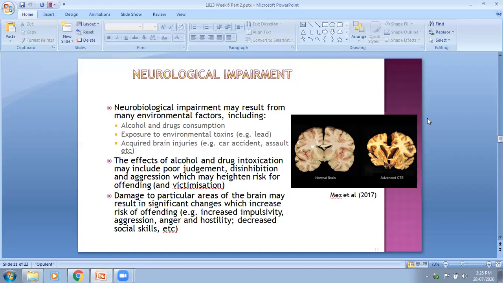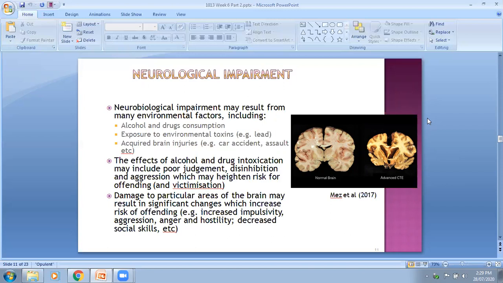Acquired brain injuries, such as car accidents, assault. Another big one there is actually ex-football players, people who have played sports where they're using their heads a lot. Worse, believe it or not, in the American football where they wear the helmets, they get a lot of brain injuries in later life. And in Australia, they're doing a lot of testing on ex-footballers, but it seems to be AFL players that are coming up with the most change in their brain function from playing football.